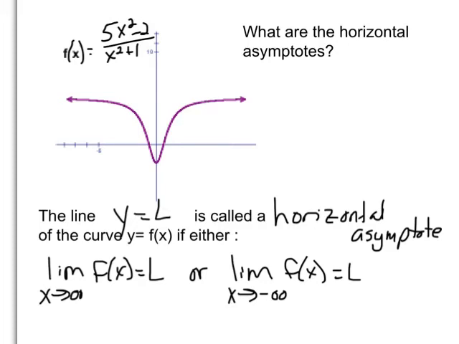It's defined here. The line y equals L is called a horizontal asymptote of the curve if the limit of f of x as x approaches infinity is equal to a certain value L, or as x approaches negative infinity. That's how we can find the horizontal asymptote, by evaluating the limit as x approaches positive or negative infinity.